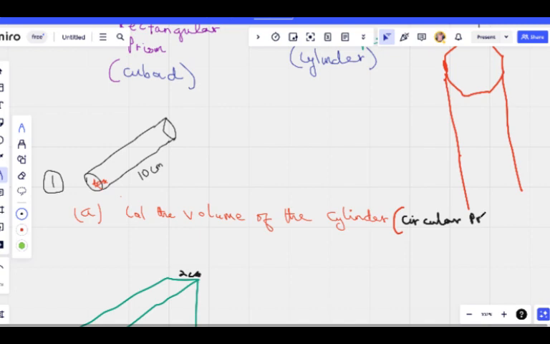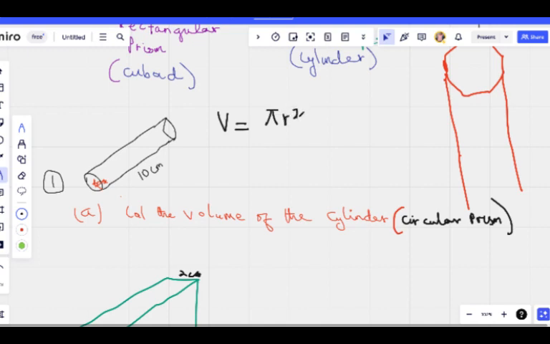When they ask you to calculate the volume of this circular prism, you should know that a circular prism is the same as a cylinder. And we should know the formula for calculating the volume. In part 1, we talked about the cylinder and its formulas. The formula for the volume of a cylinder or circular prism is pi r square h. Pi r square is the area of the circular part.